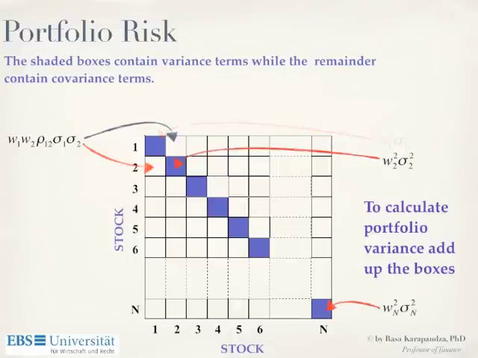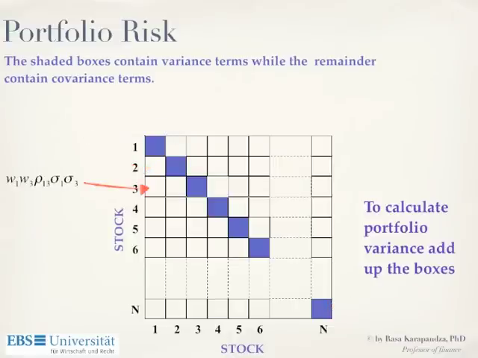Now, what is this element over here? Let's clean these things a little bit. So what is this element over here? Well, this is row 3 column 1. This element is there to capture the co-movement of stock 3 and stock 1. So it will be the proportion that you invest into stock 1 times the proportion that you invest into stock 3 times the correlation coefficient between stock 1 and stock 3 times the standard deviation of stock 1 times the standard deviation of stock 3. And this will be exactly the same element as this one over here, which is row 1 column 3. So row 1 column 3 is the same as row 3 column 1. Okay?